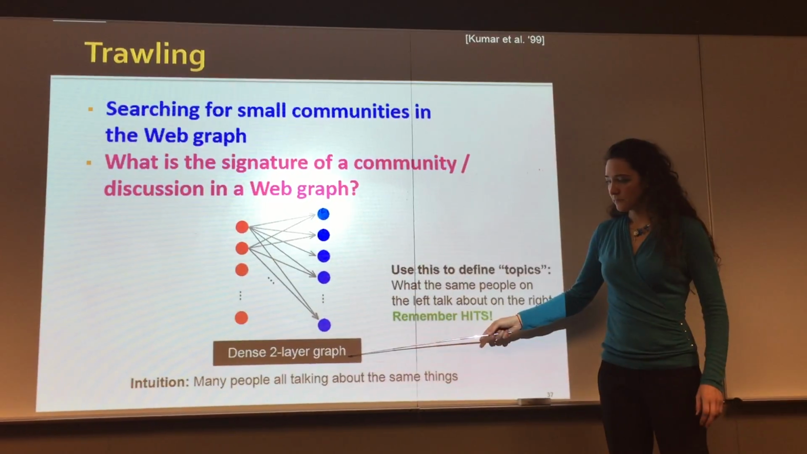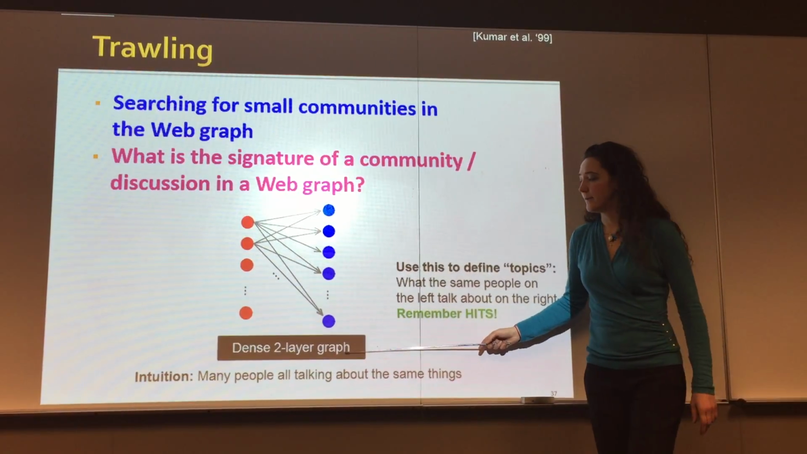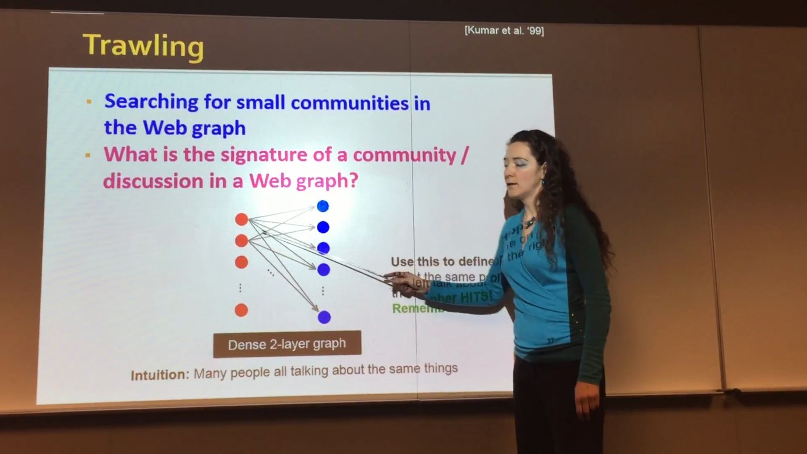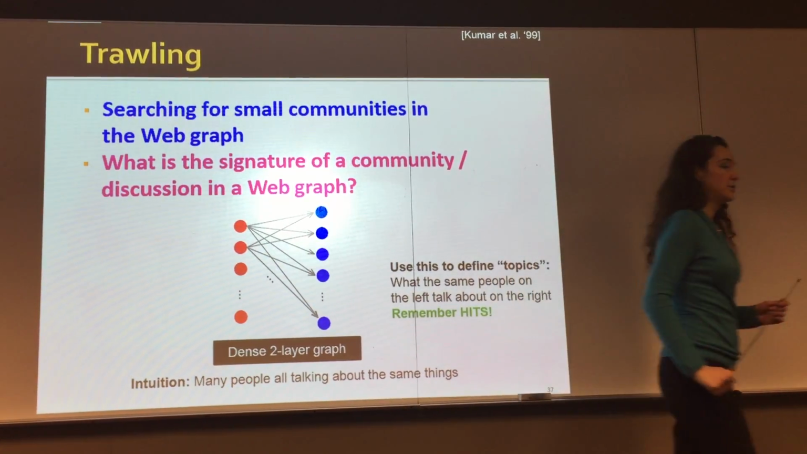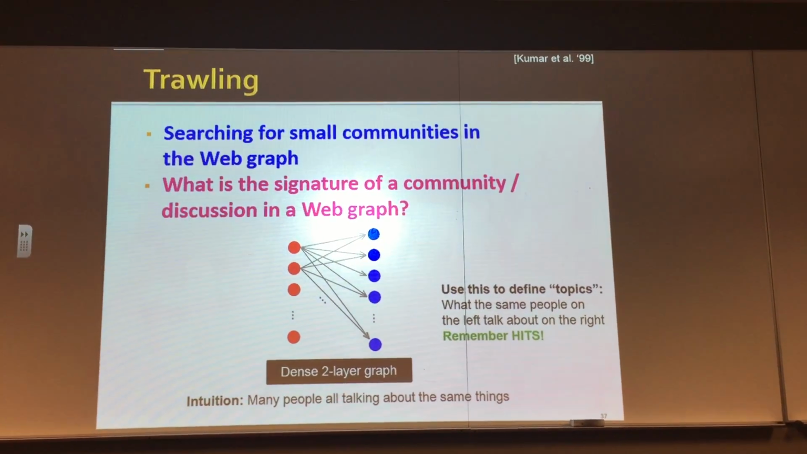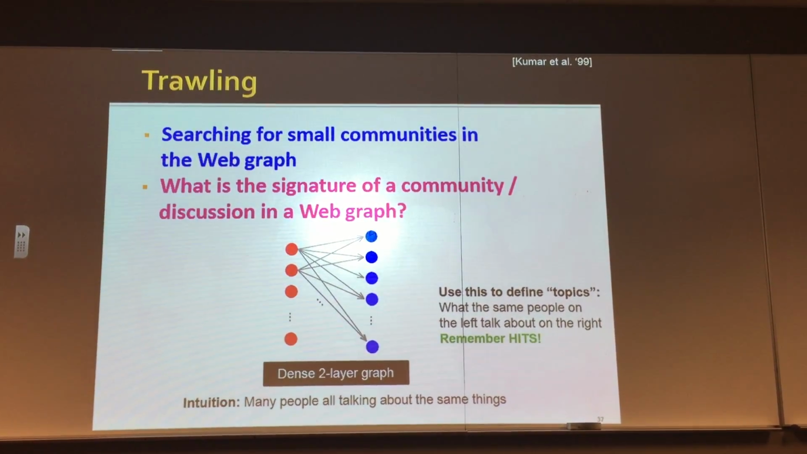And the small communities are defined as parts of the graph that are densely connected with each other. So this is a two-layer graph because we have one layer on the left and one layer on the right. And if you remember the topic of hubs and authorities, this is very similar to the hubs and authorities.